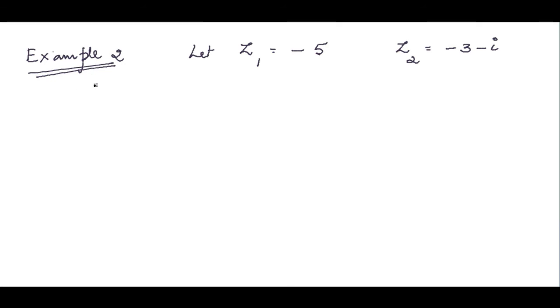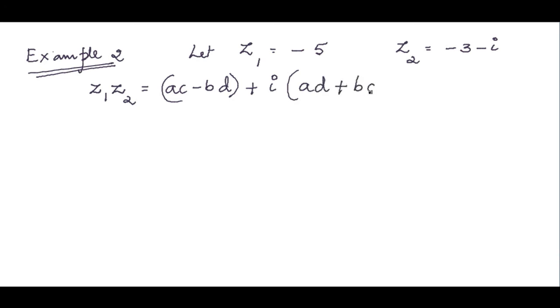Method 1 is using the standard result of the definition, which is nothing but z1 z2 is AC minus BD plus i into AD plus BC. Now what is A here? A is nothing but the real part of the first number, that is minus 5. So minus 5 into, what is C? C is the real part of the second complex number, that is minus 3.